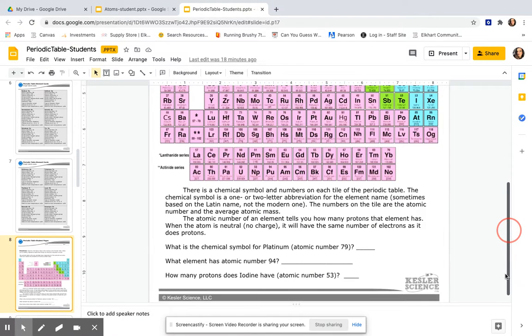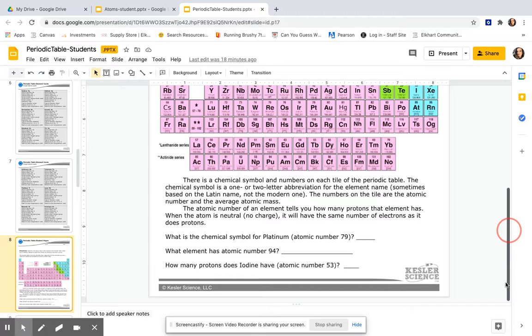The atomic number of the elements tells you how many protons that element has. When the atom is neutral, which means it has no charge, it will have the same number of electrons as it does protons.